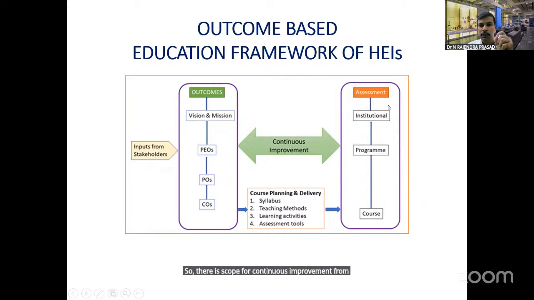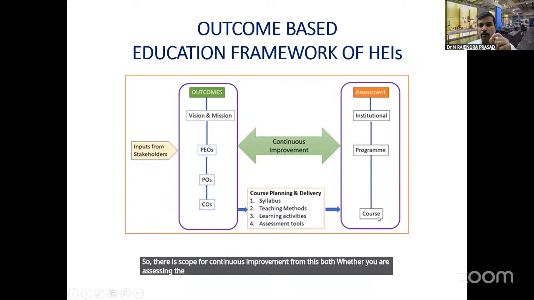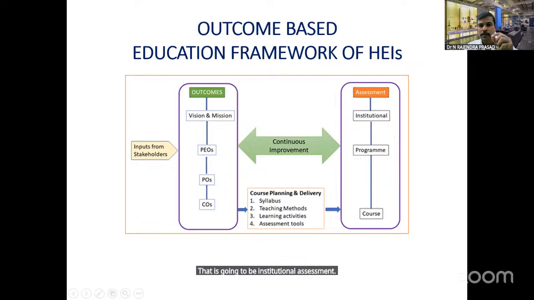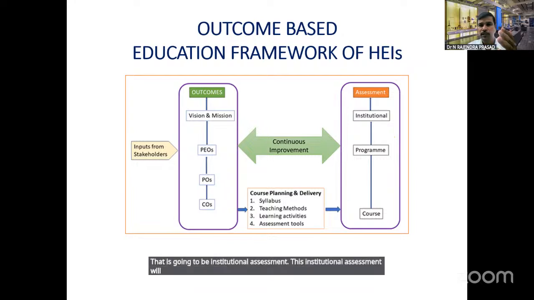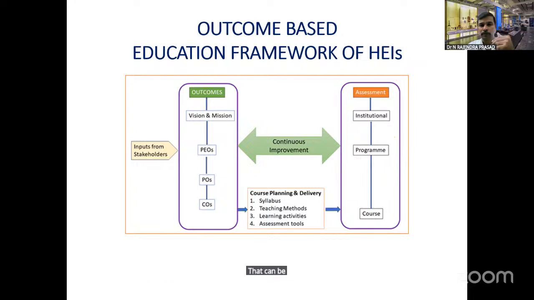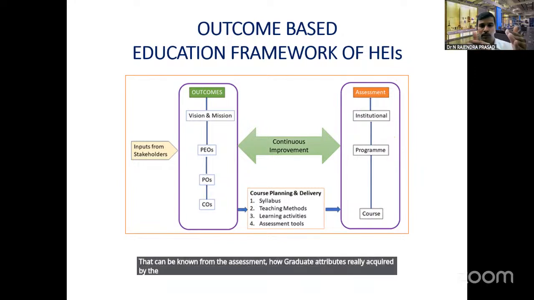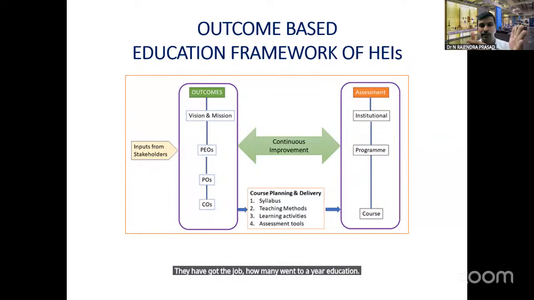from both of these, whether you are assessing the student through a course or through a program, that is going to be institutional assessment. This institutional assessment will be giving you the achievement of benchmark, whether the institution has achieved its benchmark with respect to quality. That can be known from the assessment. How graduate attributes are really acquired by the students. Suppose 100 students are studying in your college. They have been graduated, out of which how many have become graduated, how many have become employable, they have got the job, how many went to higher education, how many are pursuing research, etc.